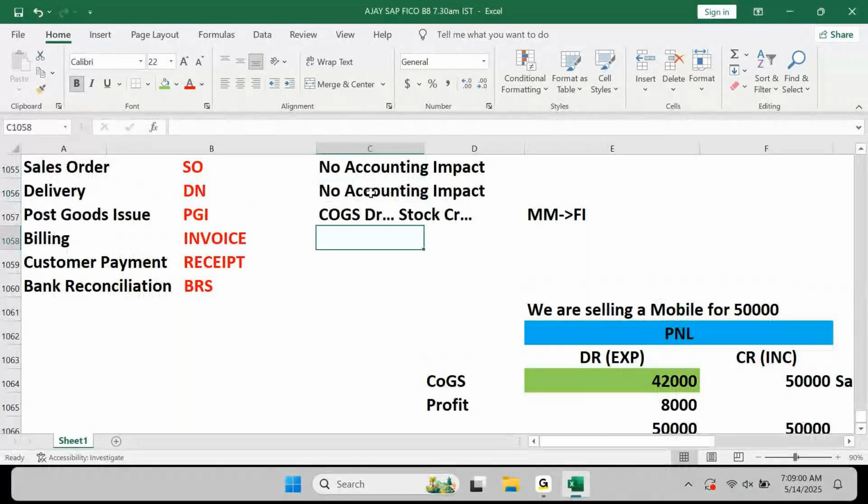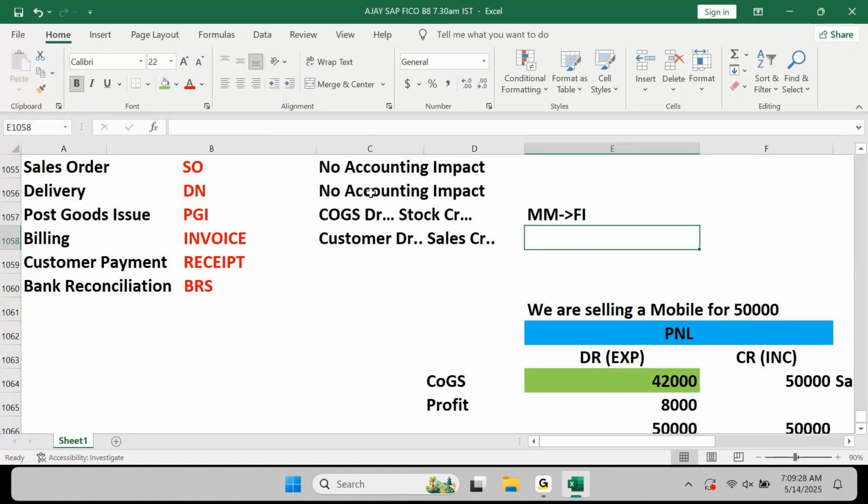For billing, what entry will come? For billing, as usual, the regular sales accounting entry will come. Regular accounting entry for any sale is customer debit, sales credit. Is this coming from the SD side to accounting? SD side. Can I put SD to FI? Yes. I can write this is coming from my SD to accounting.